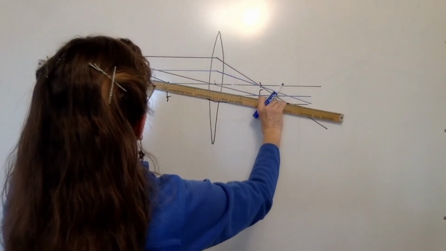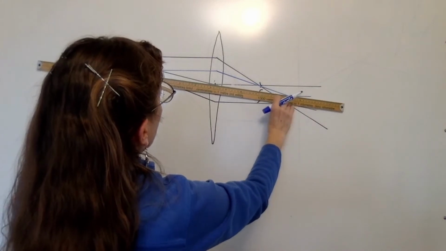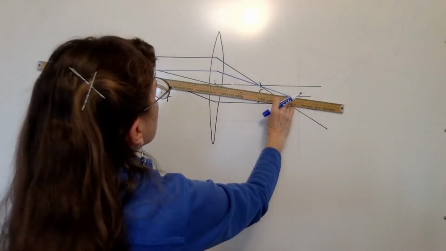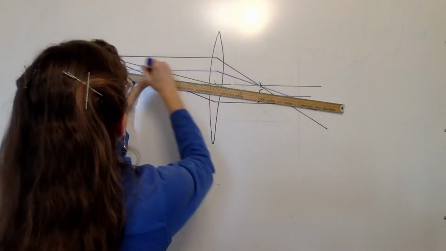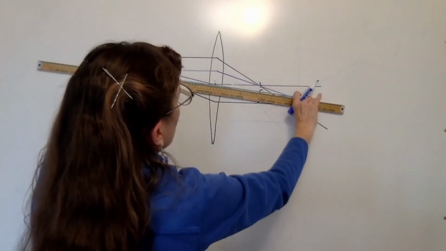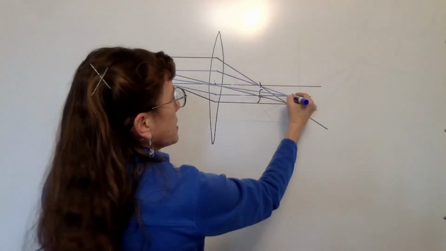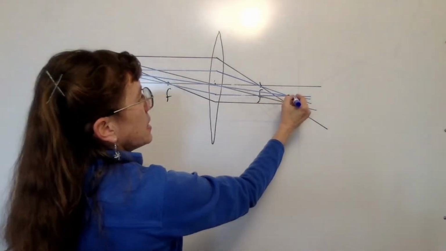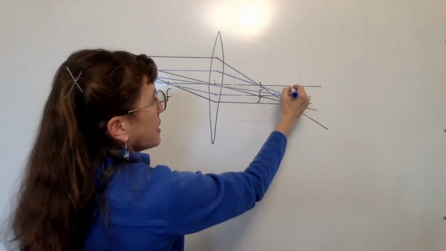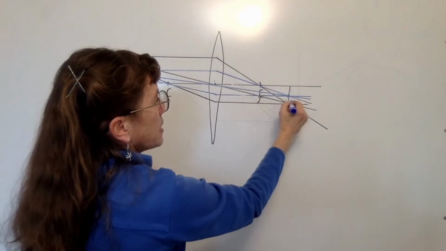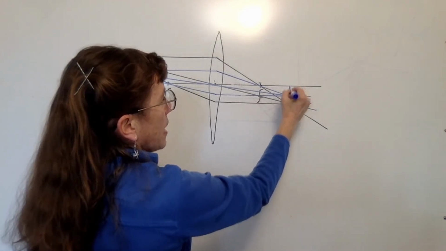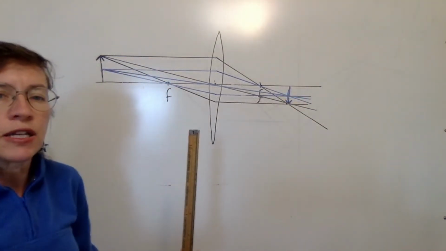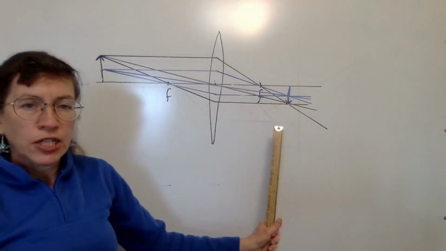And then the third one goes to the very center where the lens and the axis intersect each other and keeps on going straight. Okay, and so we can look at this and see that the center of this object does indeed show up right here, indicating that our image is going to be upside down. And this particular image is called a real image because the light rays really truly go there.